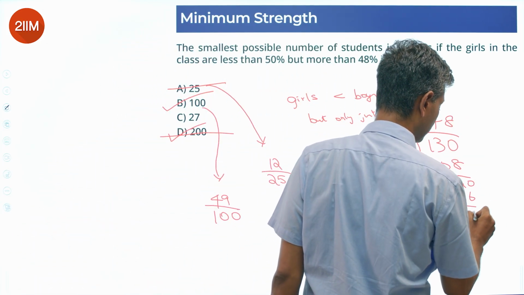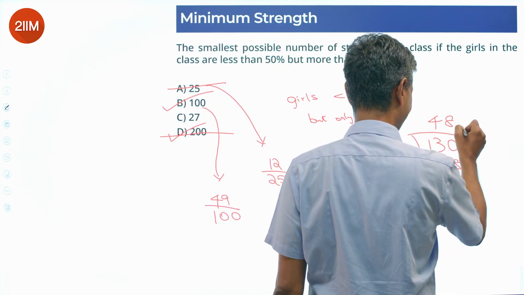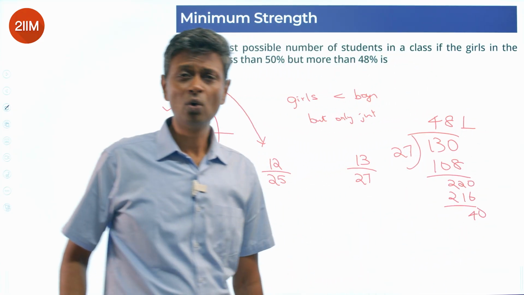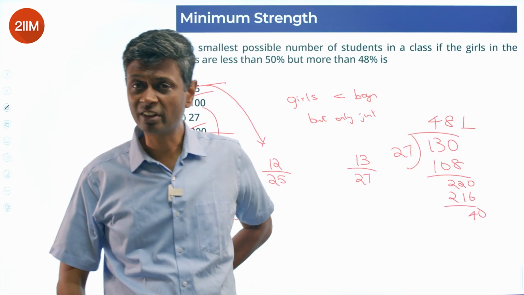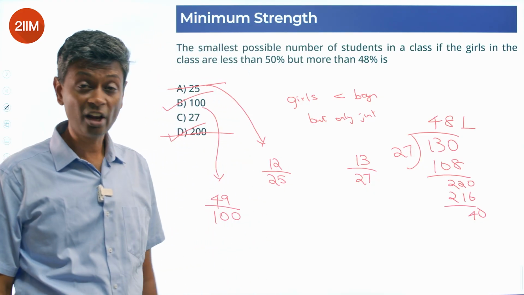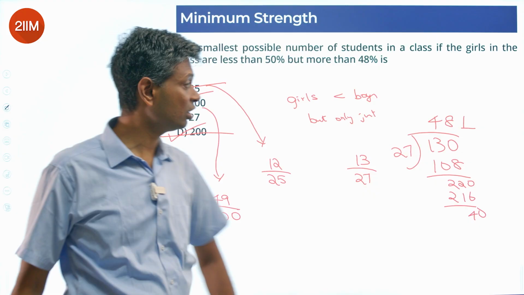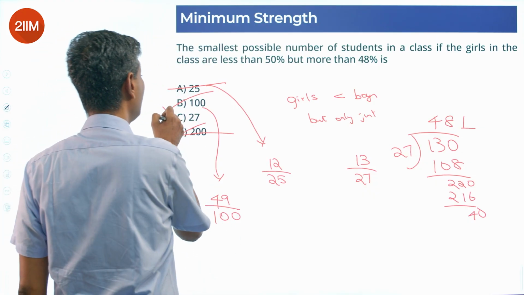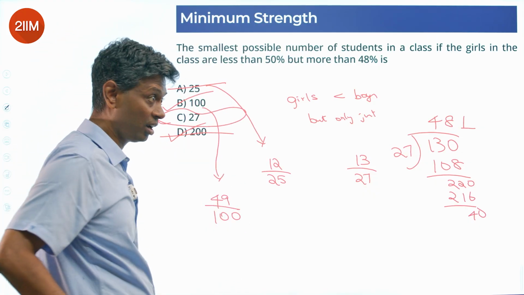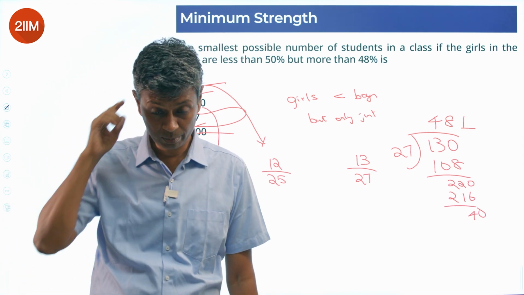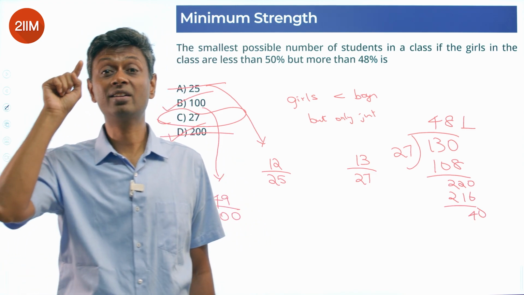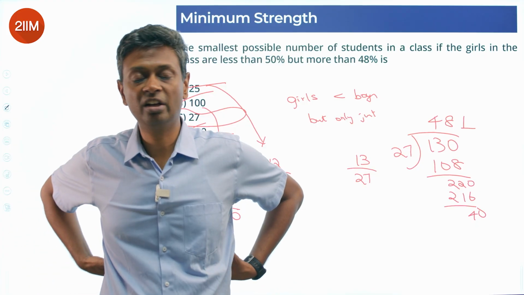Yes, I'm very happy. 4815 something. So 48.1% is possible. There are 13 girls and 14 boys in that class. The percentage of girls will be more than 48, less than 50. That satisfies the condition. The 25, it won't work.